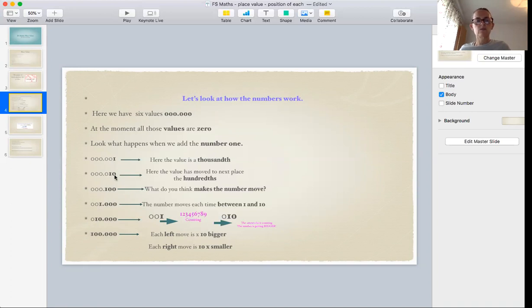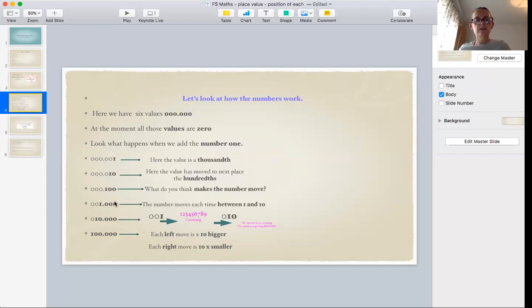We can see that this 1 is moving. So 1 becomes 10, 10 becomes 100. And then we've got a whole value of 1 on this side, or 1,000, depending on which way you want to look at it, if you take out the decimal point. So something is making these numbers move, right? So what do you think it is?